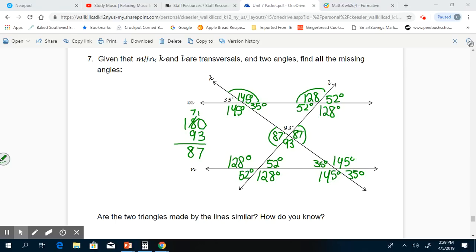So last it says, are the 2 triangles made by the line similar, and how do we know? So if you're looking at those 2 triangles, look at their angles. We have 93, 52, 35, 35, 52, 93. Yes, they are definitely similar. And recall our phrase from earlier in the week, because all of the corresponding angles are congruent.